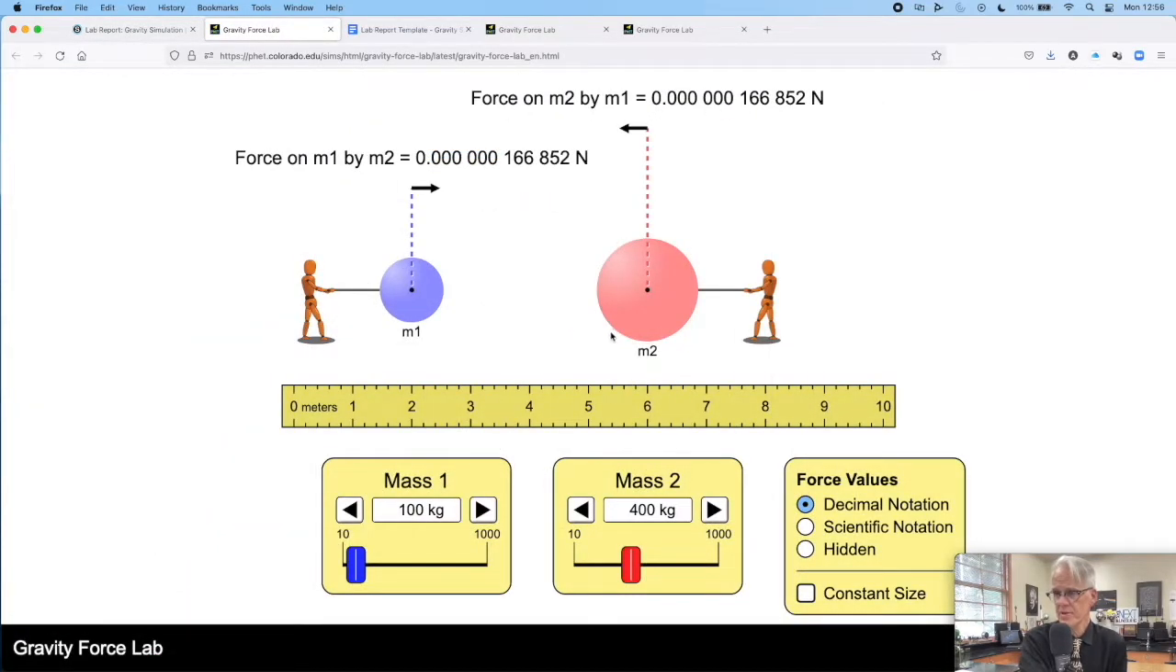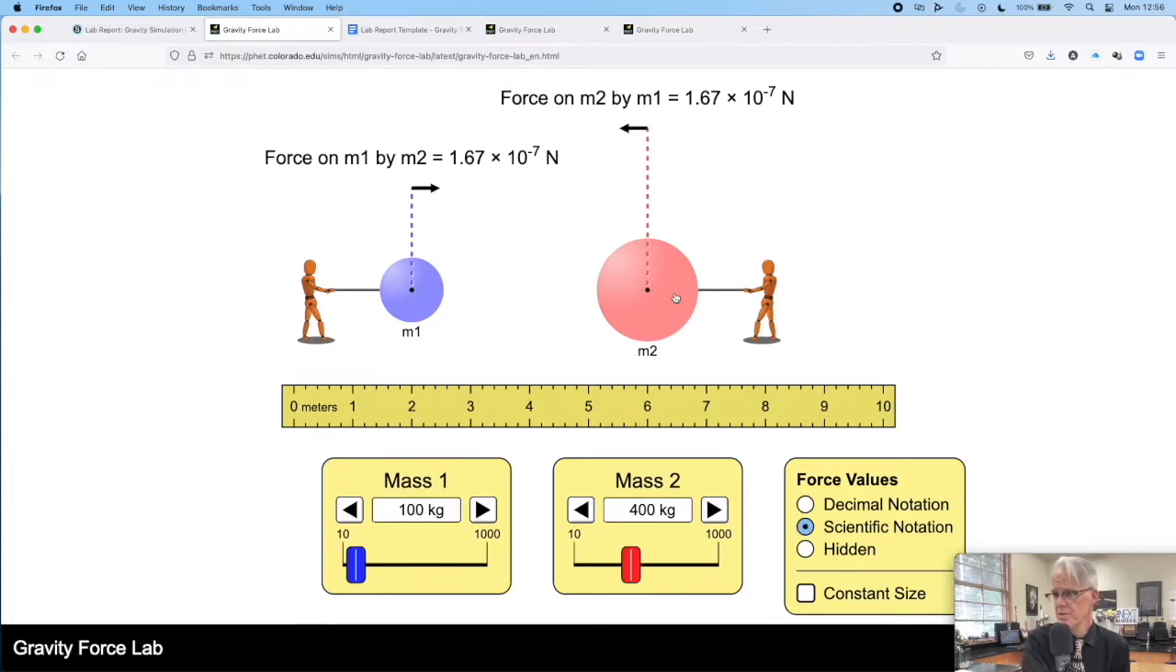So here's our simulation. We have two masses, M1 and M2. We are given the force of gravity of M1 by M2 right up here, and the corresponding force on M2 by the gravity of M1 here. Notice that they're the same. Notice that they're very, very, very small numbers. So what we're going to do is come down here and put those in scientific notation to make that a little bit easier for ourselves.